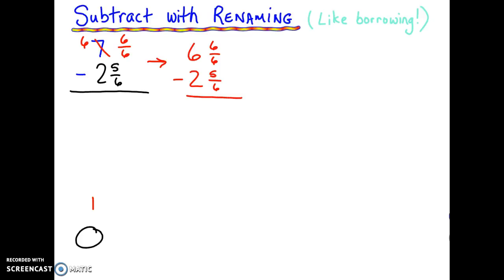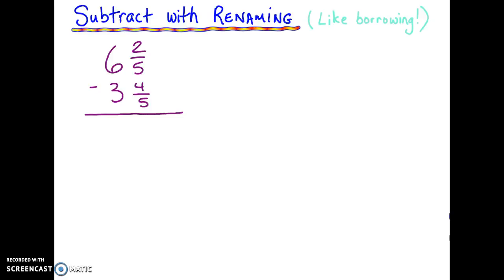Now it's easy peasy lemon squeezy. 6/6 minus 5/6, you got it. And 6 minus 2. Bingo. There's our final answer. Let's circle our final answer. So what we did was we renamed our top numbers and then we subtracted. Let's try another one. Here's our next math equation.